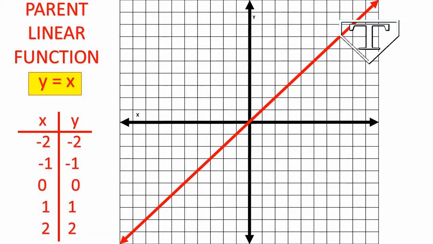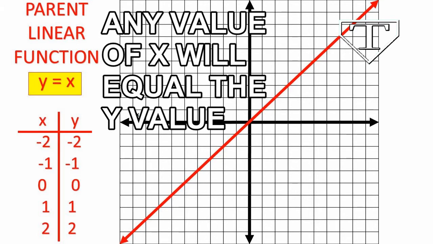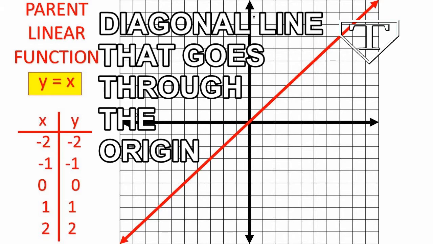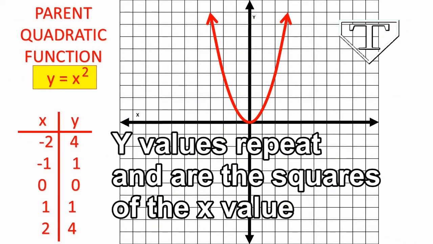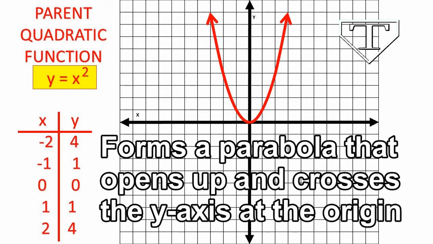The parent linear function. In this function, any value of x will equal the value of y, and it forms a diagonal line that goes through the origin. And the parent quadratic function. In the parent quadratic function, the y values repeat and are the squares of the x values. And the graph forms a parabola that opens up and crosses the y-axis at the origin.